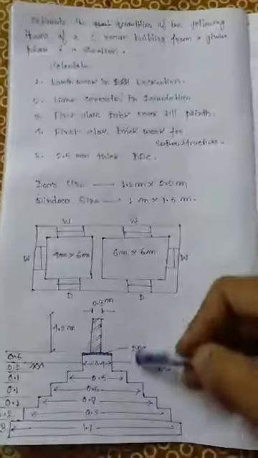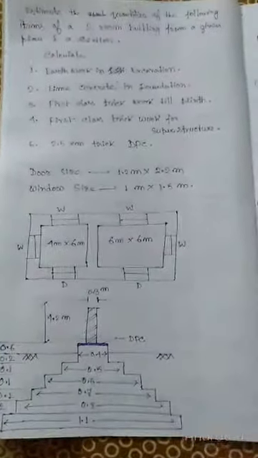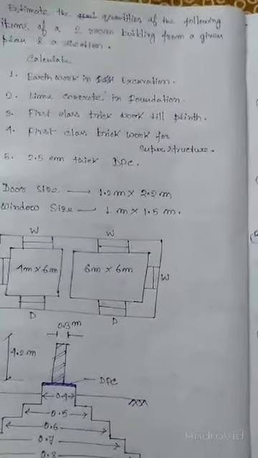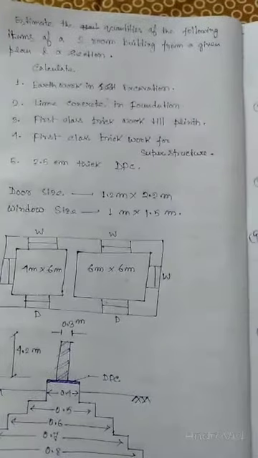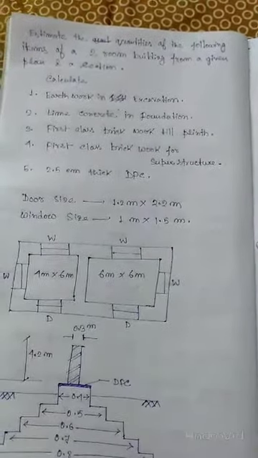This is the problem. The plan is given, the section is given, the wall dimensions are given here. You have to consider these dimensions for your calculation, and you have to calculate like this. So this was your problem on the long wall short wall method.